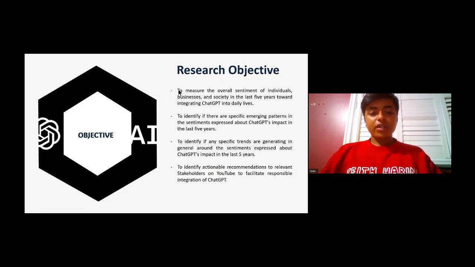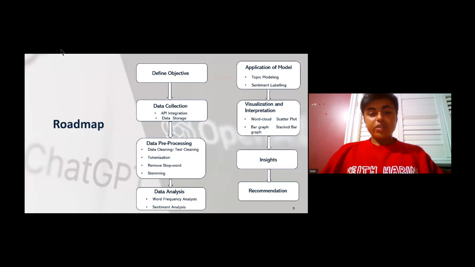Moving on to the next objective, we try to identify if there are specific emerging patterns in the sentiments expressed about ChatGPT's impact in the last 5 years. In this, we try to identify if there are any specific emerging patterns in the sentiments expressed regarding ChatGPT's impact over the last 5 years since this was launched in 2015, and the AI language models as a whole.